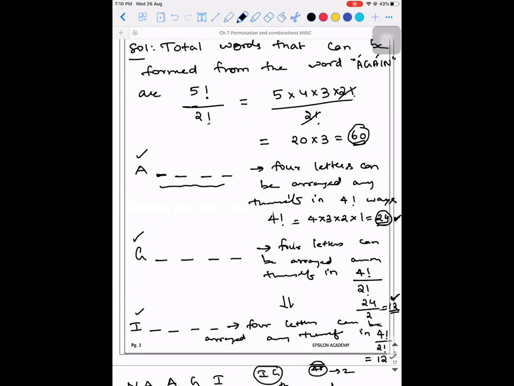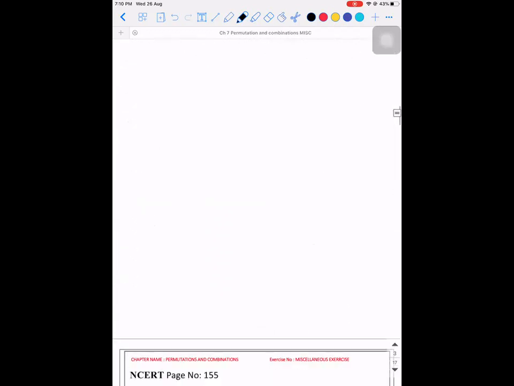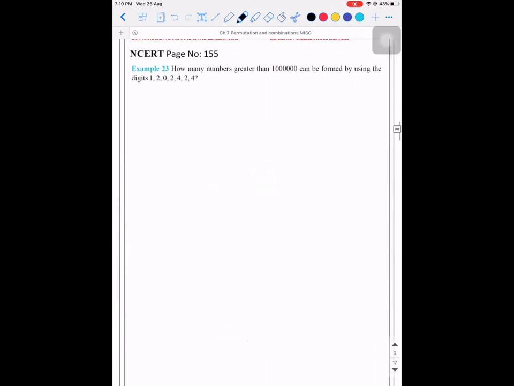So we'll do one last problem for today. So that is the 23rd one. How many numbers greater than a million, that is 10 lakhs, can be formed by using the digits 1, 2, 0, 2, 4, 2, 4? So 1, 2, 3, 4, 5, 6, 7. You need a 7-digit number.